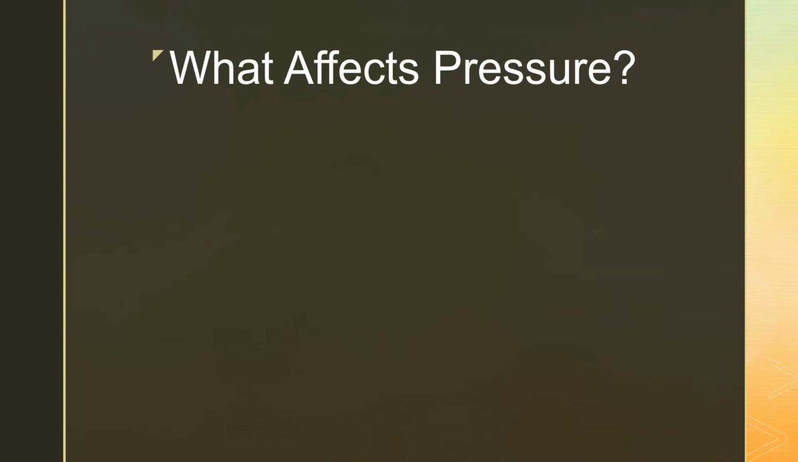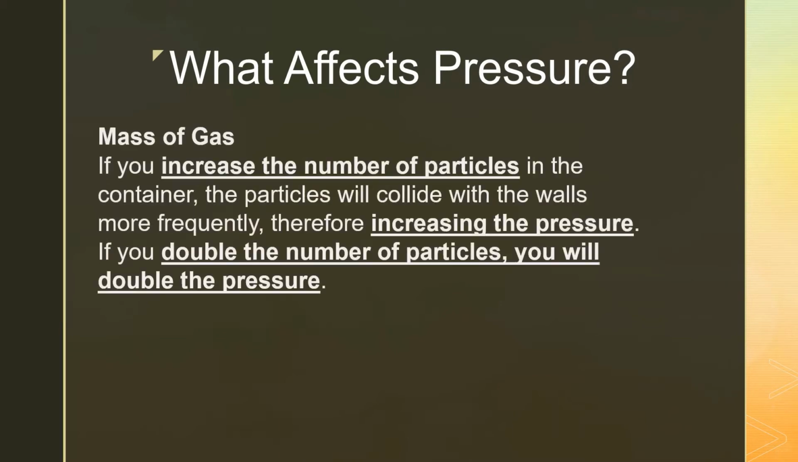So what's going to affect the size of this pressure that is exerted on the side of the container? Well, the first thing is going to be the mass of the gas. If we increase the number of particles, we're going to get more collisions between the molecules and the sides of the container, and therefore we're going to increase the pressure. In fact, these two quantities are proportional. If we double the number of particles, we're going to double the pressure.